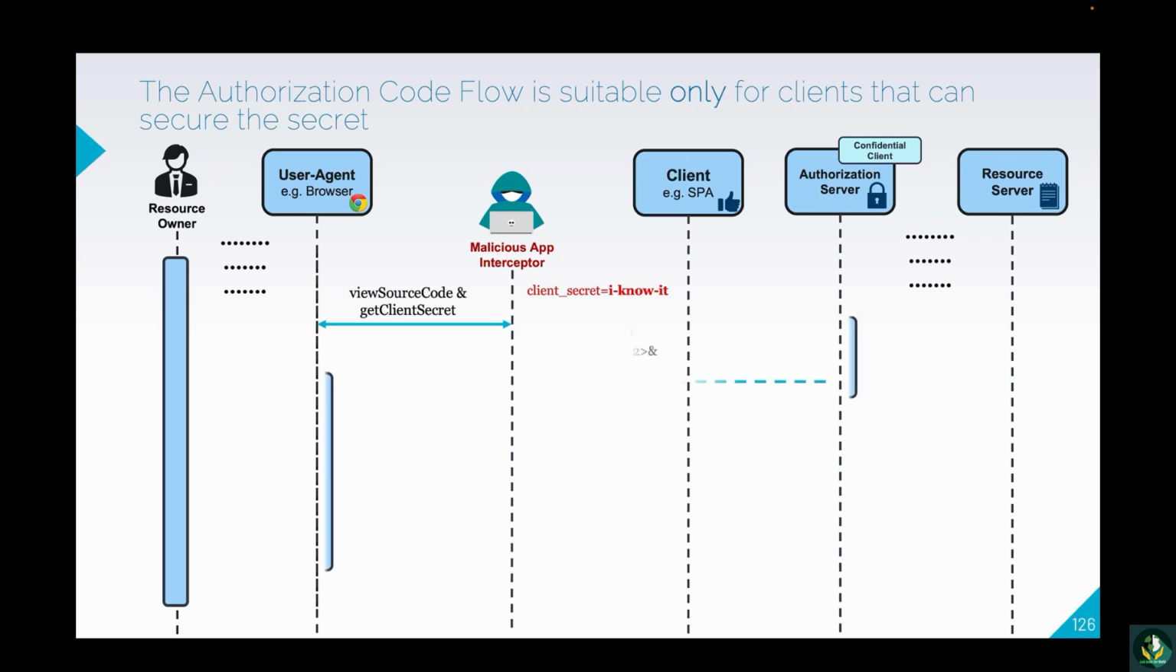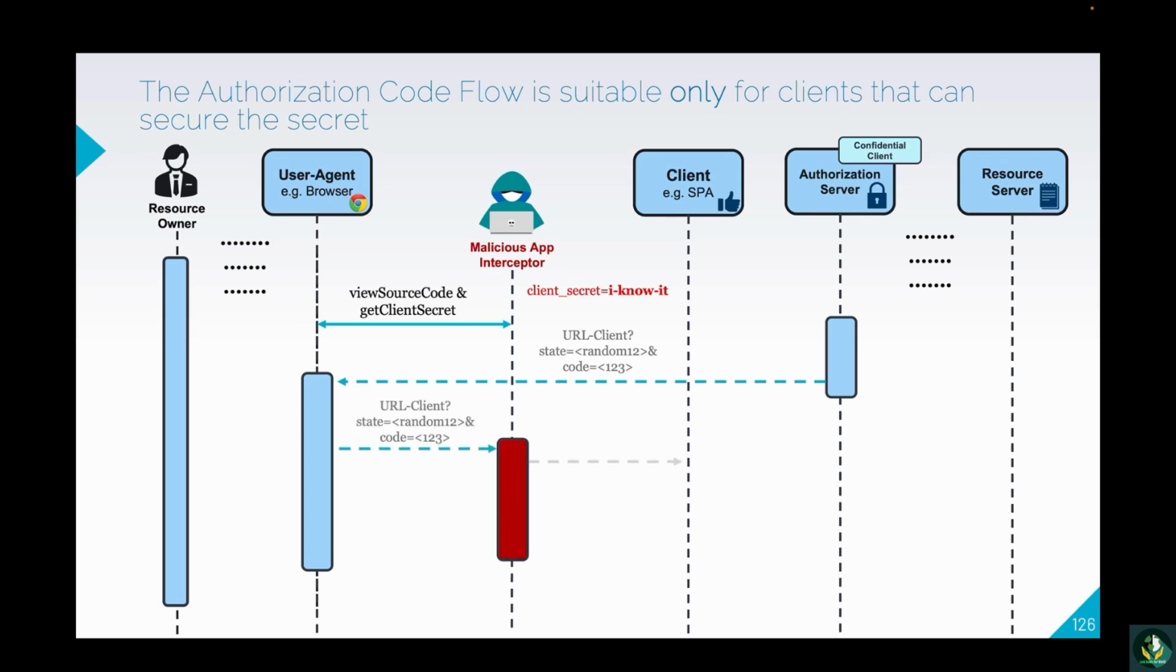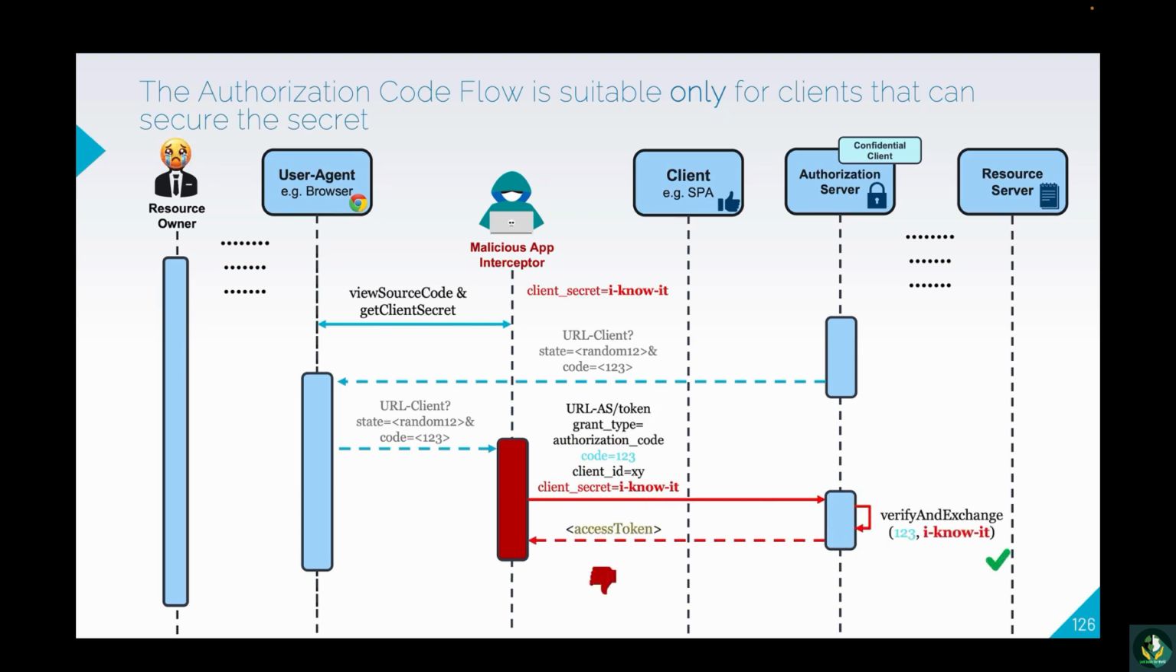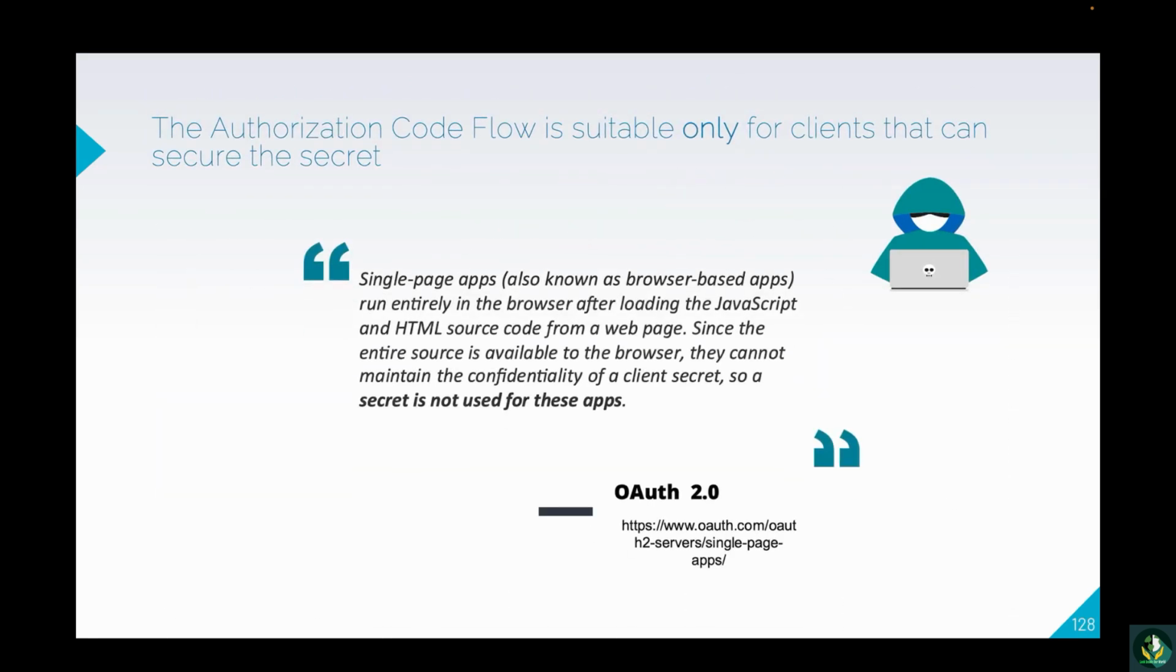Client secret, I know it. At the same point in the flow, when the authorization server redirects the resource owner back to the client via the browser, the hacker intercepts again the authorization code. Since they already have the correct client secret, I know it, they send both the code and the secret to the authorization server. And there we go, the verification succeeds, and the hacker is granted an access token, leaving the resource owner very sad.